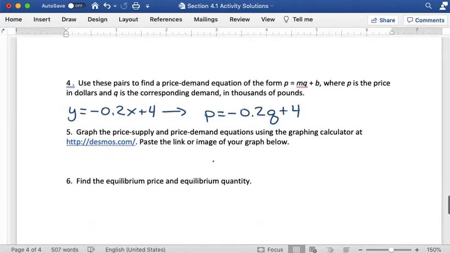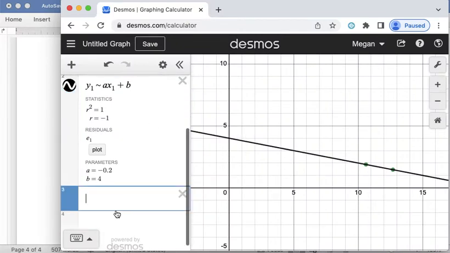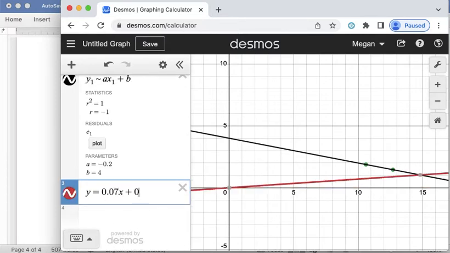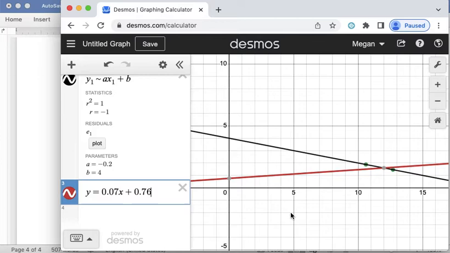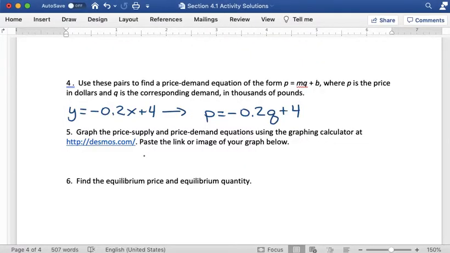So for question 5, now we're graphing the 2 equations. So obviously I have my demand equation already on there. So that's the black line. I'm going to add another, in another row, I'm going to add my supply equation that I found earlier. So y equals 0.07x plus 0.76. And then it puts that line on the graph. And so for number 5, paste the link or image or both.